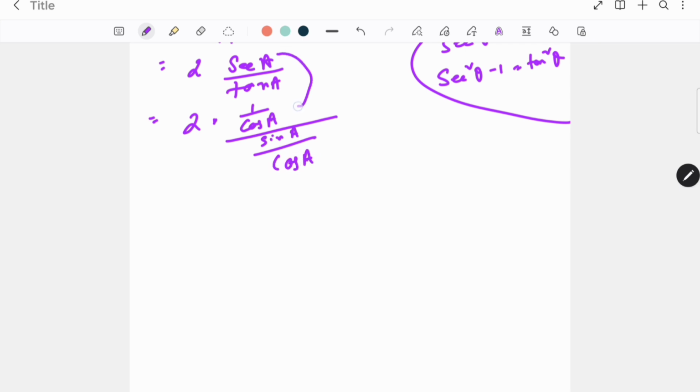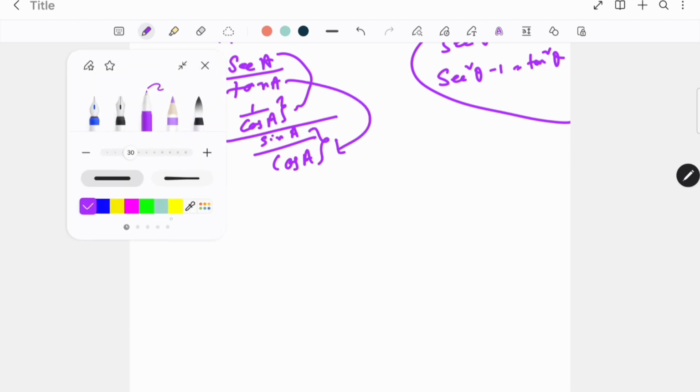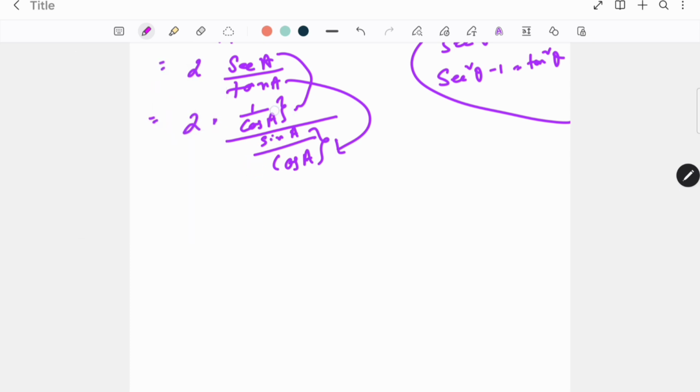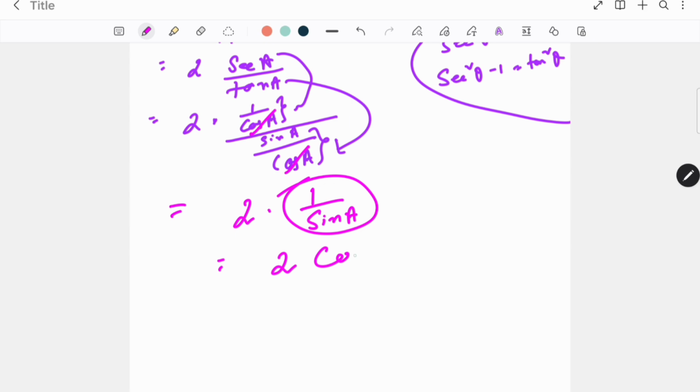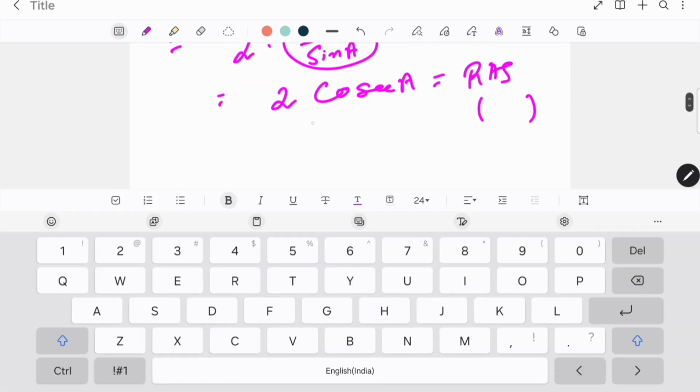So sec A we have split it in this way, and tan A we have split it in this way. So what will happen here, this cos A and this cos A will cancel each other. So we are going to get 2 into 1 up and sin A down. So we got 2, 1 by sin means cosec, and that was our RHS. So we have proved.